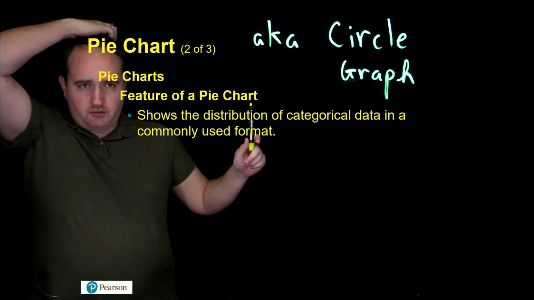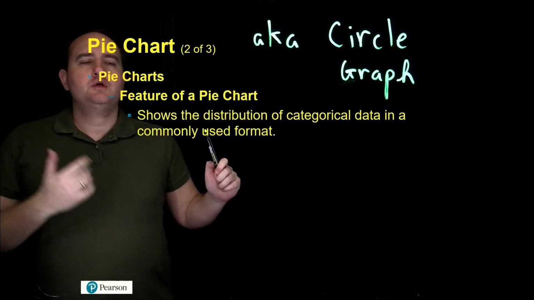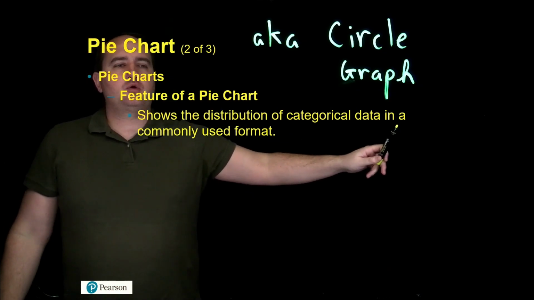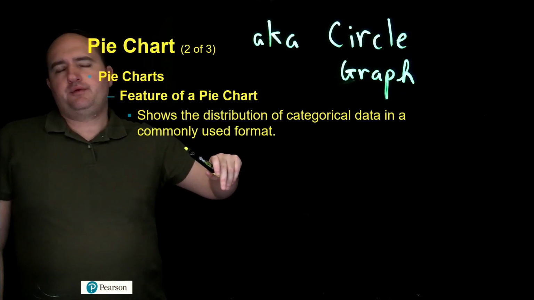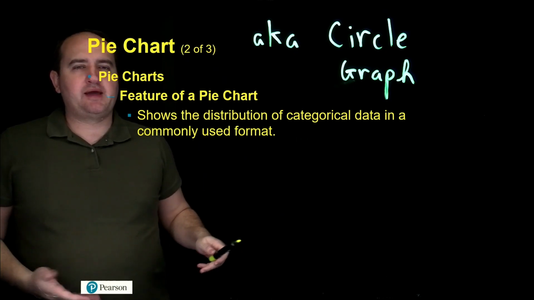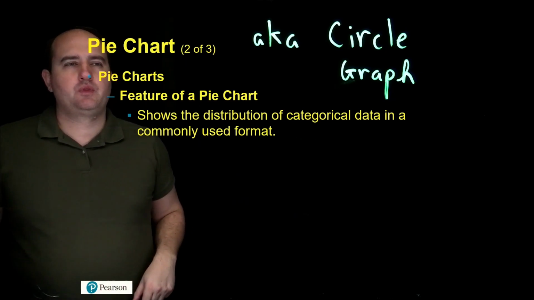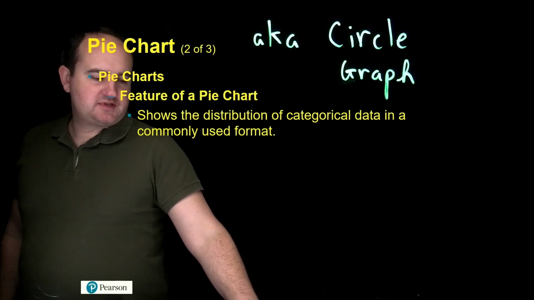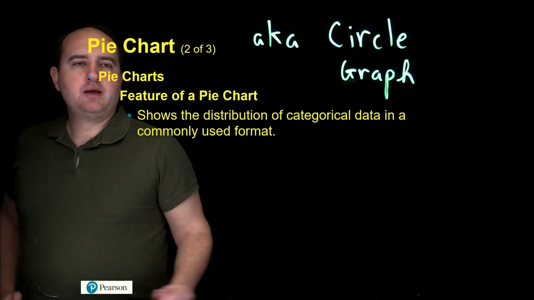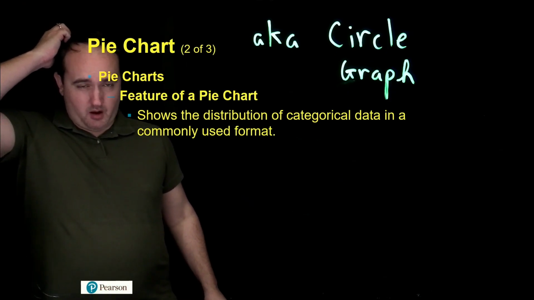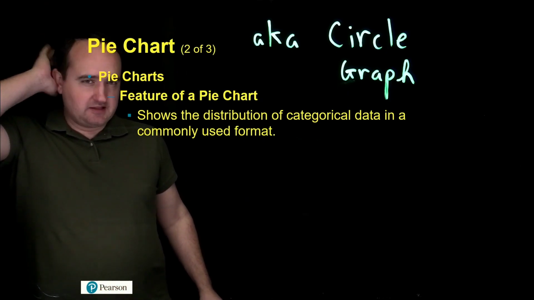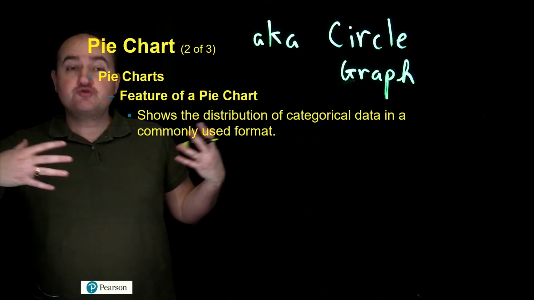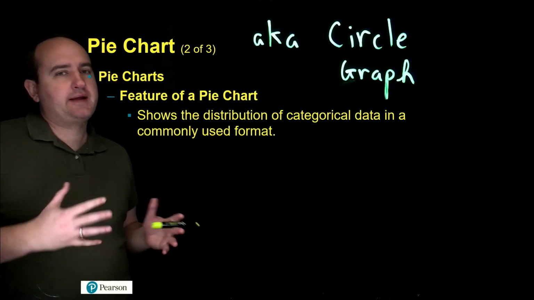Pie charts are useful because they do show the distribution of categorical data, and this is a commonly used format, so people are used to seeing them. However, our book does say that pie charts are generally less enlightening or less useful than Pareto charts.